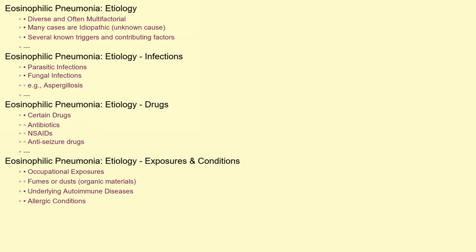The etiology can be quite diverse. In many cases, it's idiopathic, meaning the exact cause is unknown. However, several factors are known to trigger or contribute to its development. These include parasitic infections, fungal infections like aspergillosis, exposure to certain drugs, particularly medications like antibiotics, NSAIDs, and some anti-seizure drugs. Occupational exposures, such as inhaling fumes or dusts containing organic materials, can also play a role. And in some instances, eosinophilic pneumonia is associated with underlying autoimmune diseases or allergic conditions.